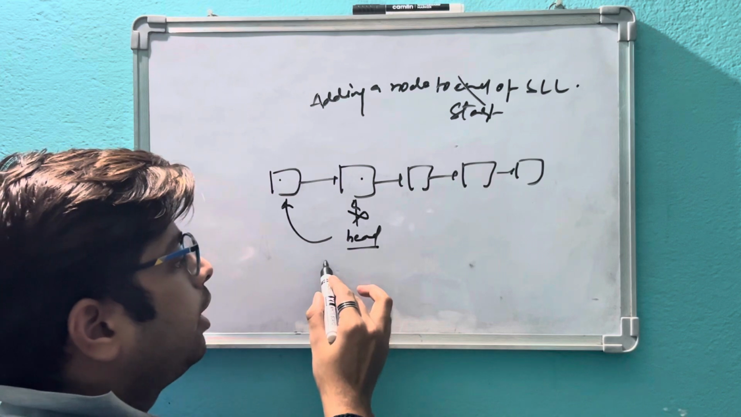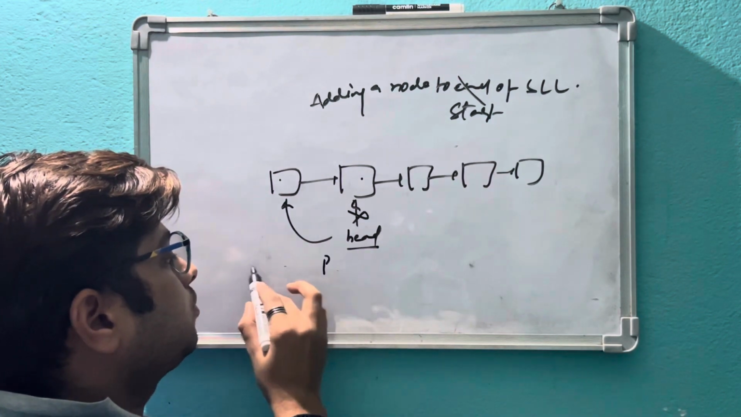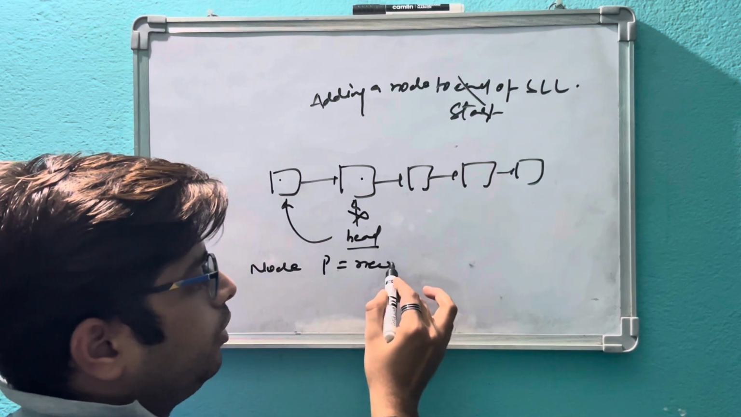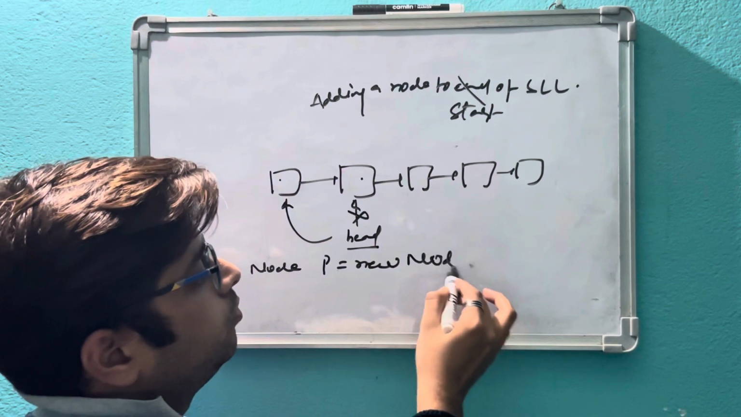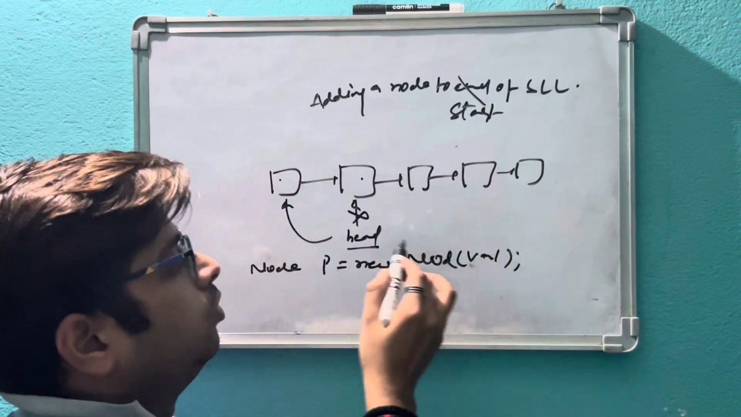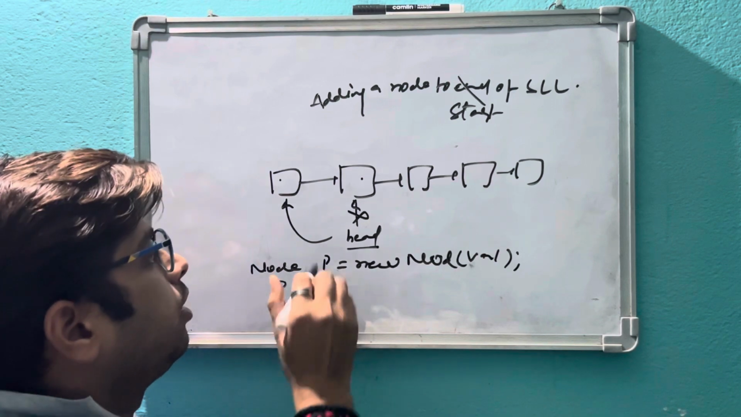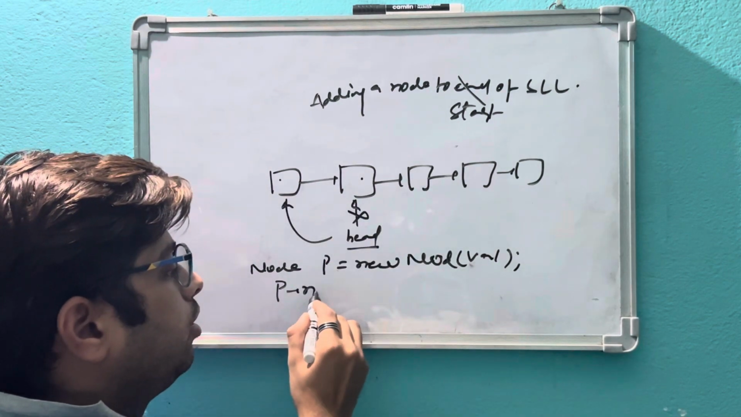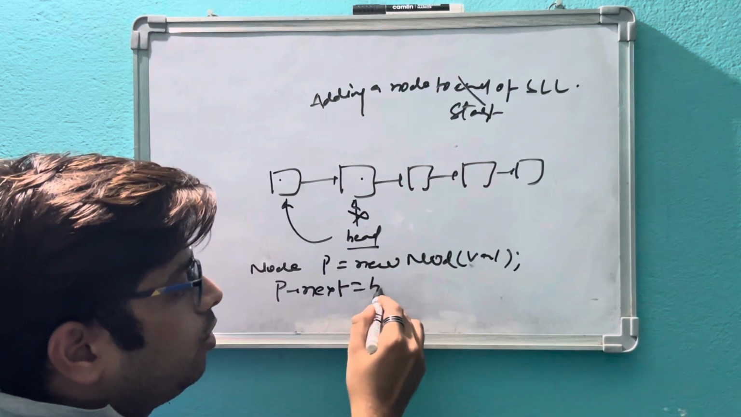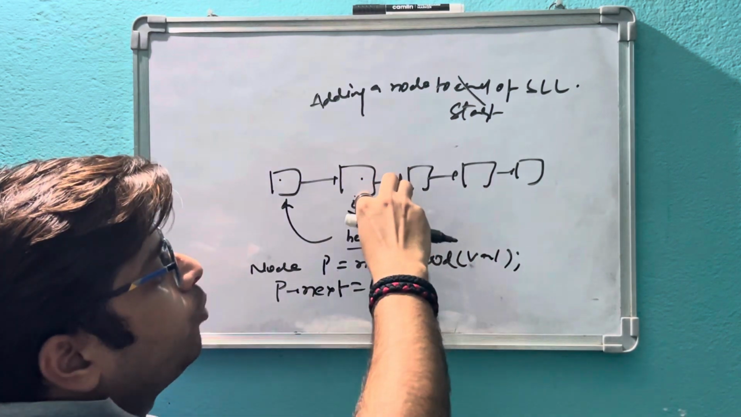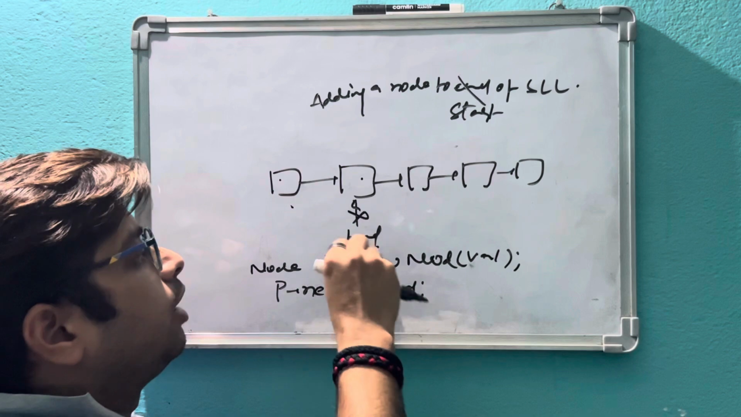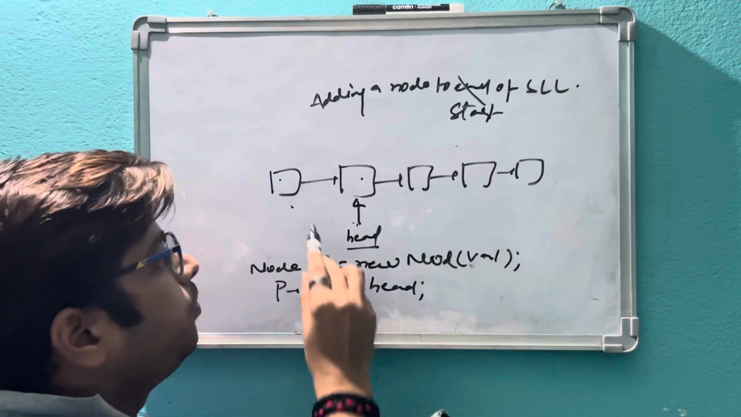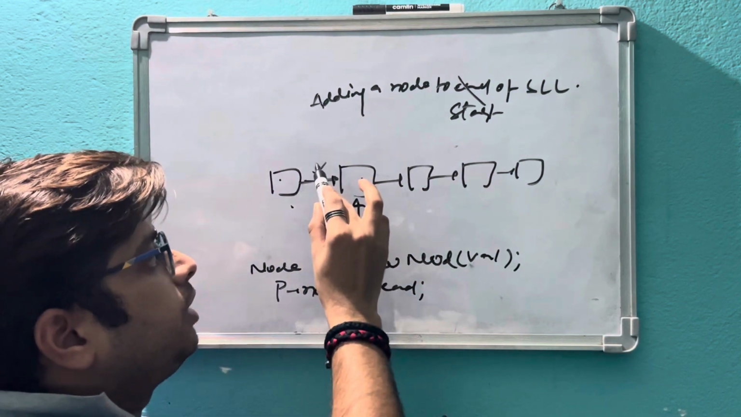So simply, we have created a new node with some value, and now I would like to point the next of this particular node to head. In that case, p's next would contain the head, pointing to the previous head of the linked list, and now p is pointing to it. This linkage has been created now.